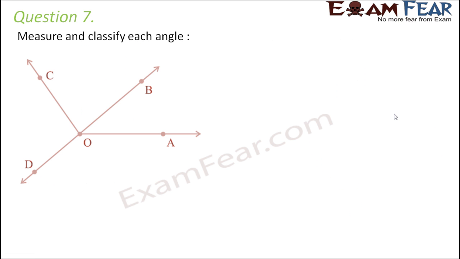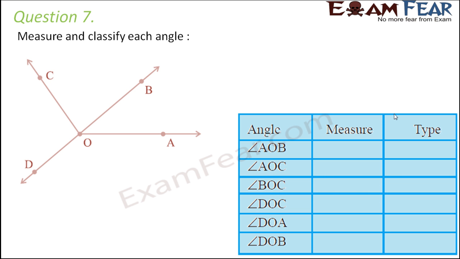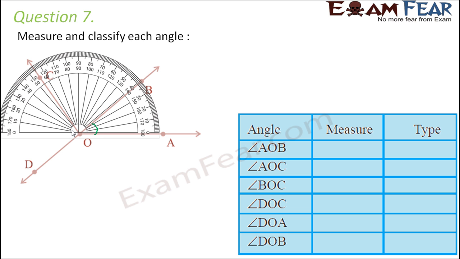Question number 7. Measure and classify each angle. So we are given this table, so we have to find out the measurement of each of these angles and also what type of angle it is, whether it is acute angle, obtuse angle, right angle, or what kind of angle. So first one is angle AOB. So again we will place the protractor, midpoint of the protractor coinciding with the vertex of the angle. So when you measure this angle, how much is this? This is 40 degrees. So its measure is 40 degrees. Can you tell me what type of angle is this? Its value is less than 90 degrees. So this is acute angle.